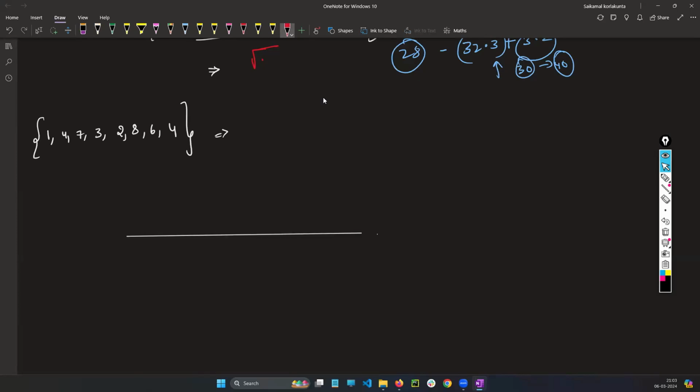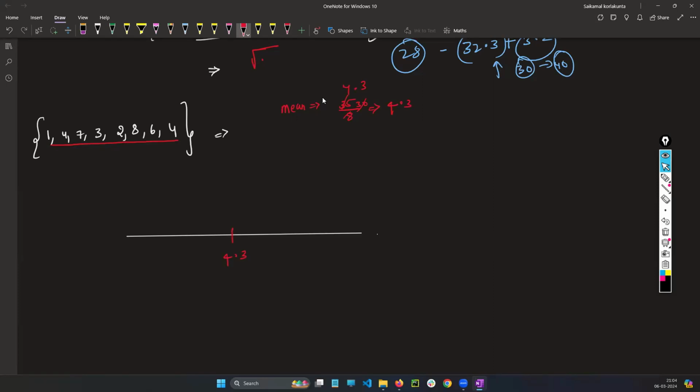Let's say first we find the mean. What is the mean of this data? 5, 5 plus 7 is 12, 15, 17, 17, 25, 31, 35. 35 divided by how many values? 8 values. What is the answer? 4.3. So 4.3 is the mean. In the place of mean, I will write 4.3.